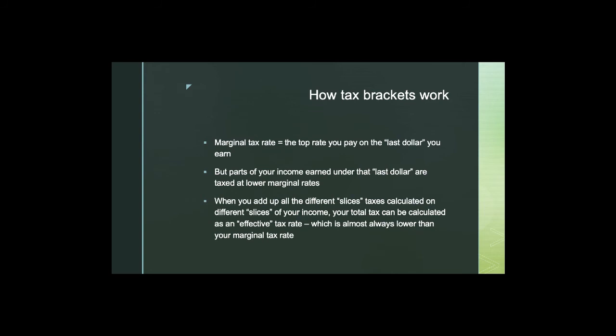And so the idea is, when you add up all the different slices of your taxes, which are calculated on different slices of your income, your total tax can be calculated as an effective tax rate, which is almost always lower than your highest marginal tax rate. Now, I realize you may look at the slide 3 or 4 times and it still doesn't quite make sense. So let's give you an actual illustration, and I think it will help to make it more clear.